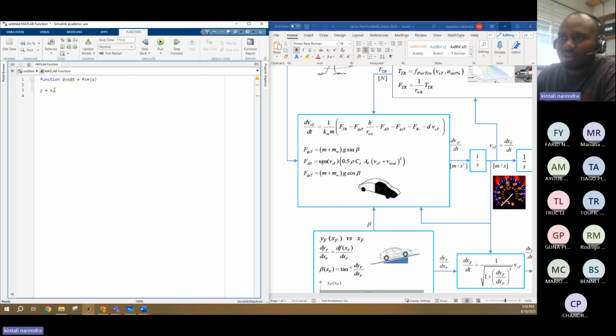If you go inside the function, this is how it looks when you open it. But my output is acceleration. I want to rename it; I don't want to keep it as y, then I'll get confused. So replace y by dvx dt.